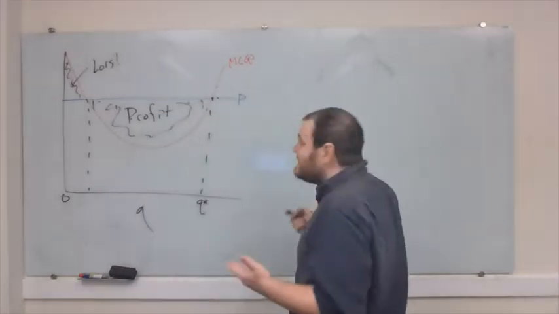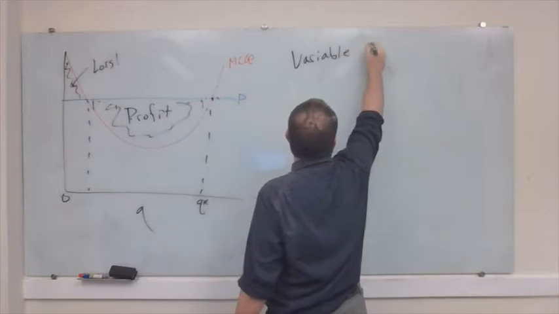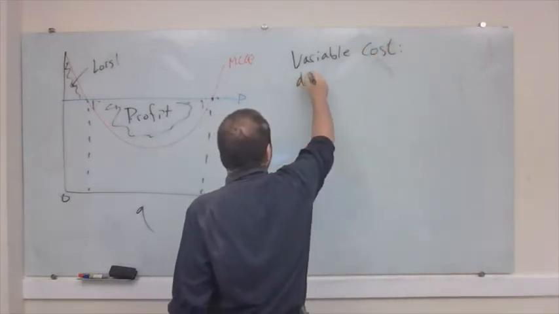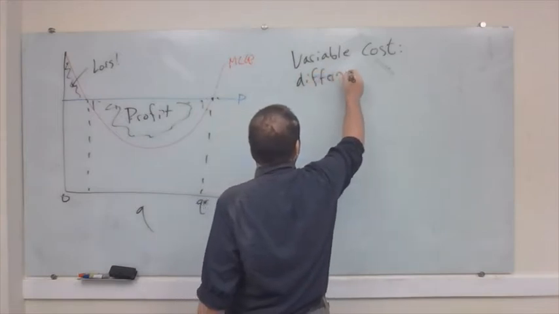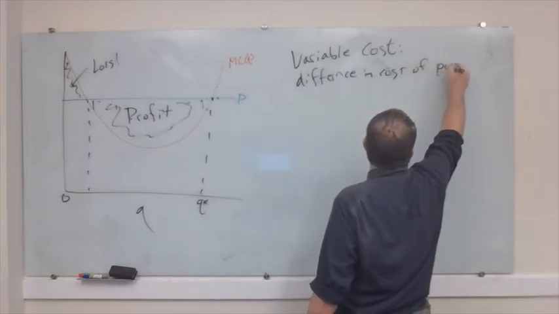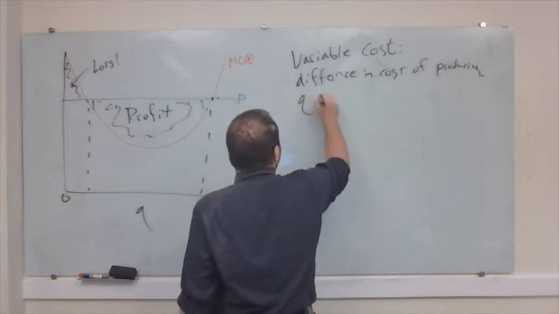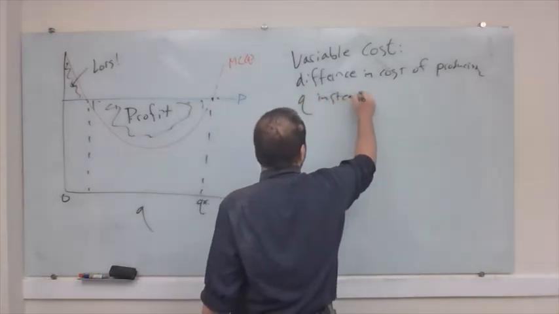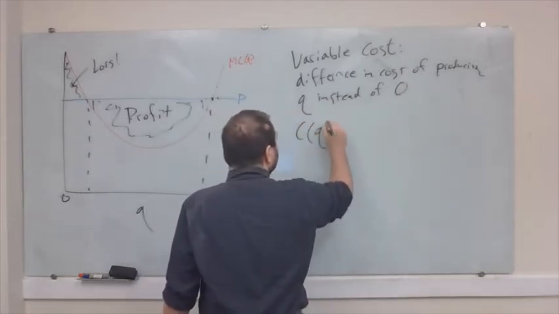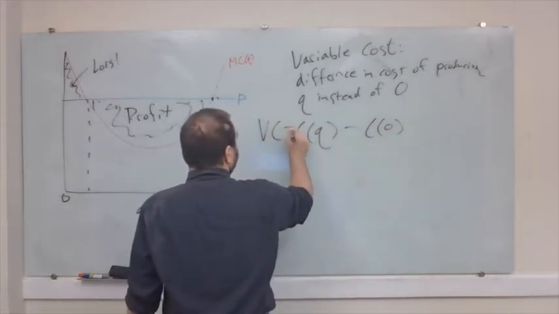So what we can do is define something we'll call variable cost, which is the difference in cost of producing Q units of output instead of 0 units of output. In other words, it's going to be the cost of Q units minus the cost of 0 units. It's going to be variable cost of Q.